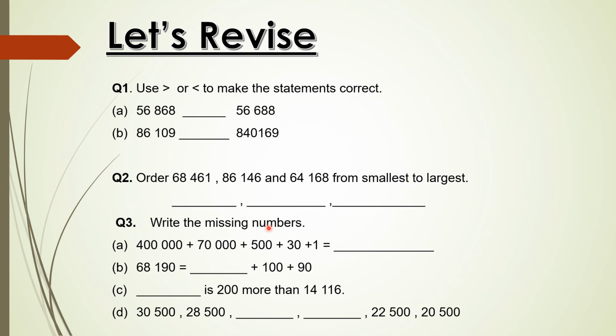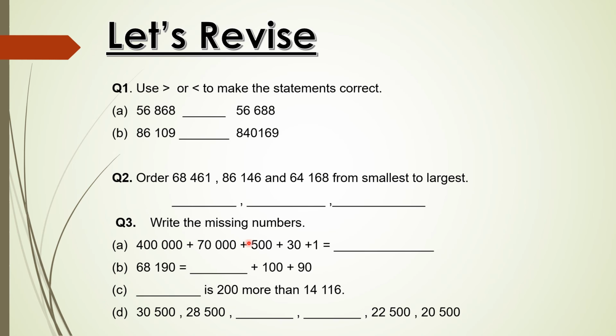Write the missing numbers. 400,000 plus 70,000 plus 500 plus 30 and 1. Add these together. What would be the final number? 4. After 100,000 it's 10,000. Fine. 4, 7, and then it's 1,000. After 10,000 we have 1,000, but we have got 100 here. This means there is nothing in the thousands place, so 0.